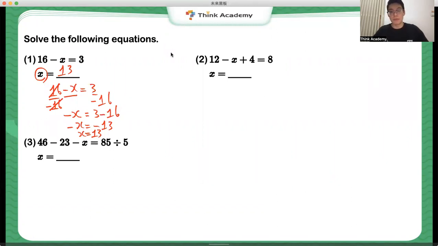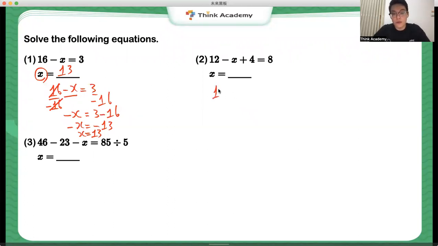All right. And later on for some more complex equations, because there's only one X term in these questions, but later on there will be more X terms, that's when we need to move X around. All right. And in the second question, we can see that there are 3 numbers, 12, 4, and 8, where there's just one X. So what we can do is try to do the calculation first whenever we can. Try to combine some of the numbers.